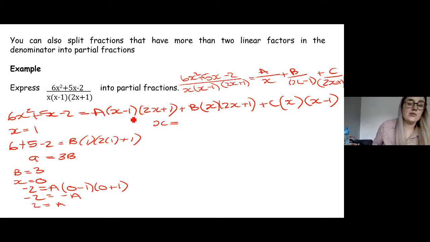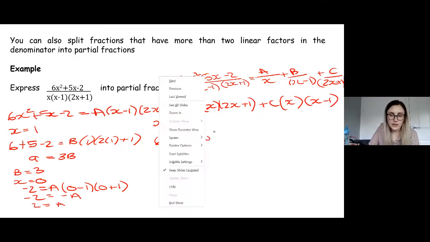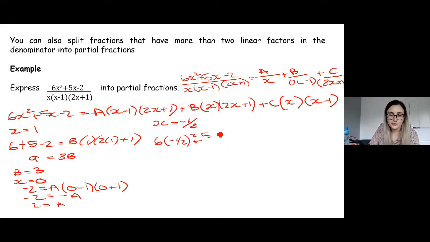And then finally, we're going to let x equal, what's the one we haven't done? So the 2x + 1. So to make that 2x into a minus 1, we're going to have to multiply it by minus a half. So we're going to have 6 times (minus a half) all squared, plus 5 times minus a half, minus 2, is going to equal, we're left with C, times minus a half, times (minus a half minus 1).